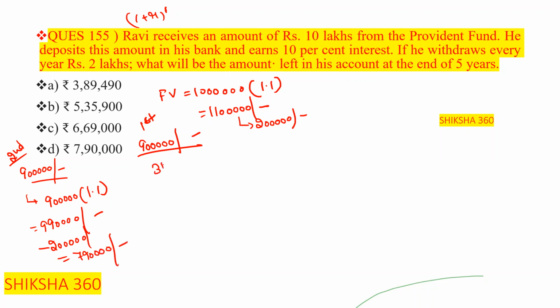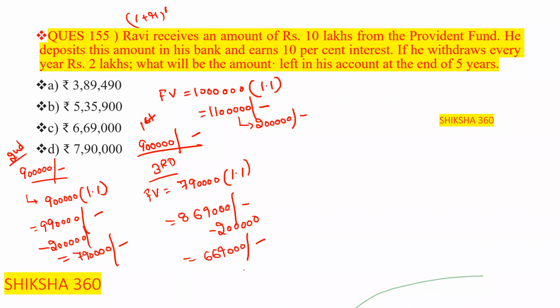Now further, in the third year, this amount present in the account earns at the rate of 10%. So what is the future value in the third year? 7,90,000 into 1.1. Clear? So he will get 8,69,000. And now he has to withdraw rupees 2 lakh from that. So the amount left in the account is 6,69,000. This is the third case.